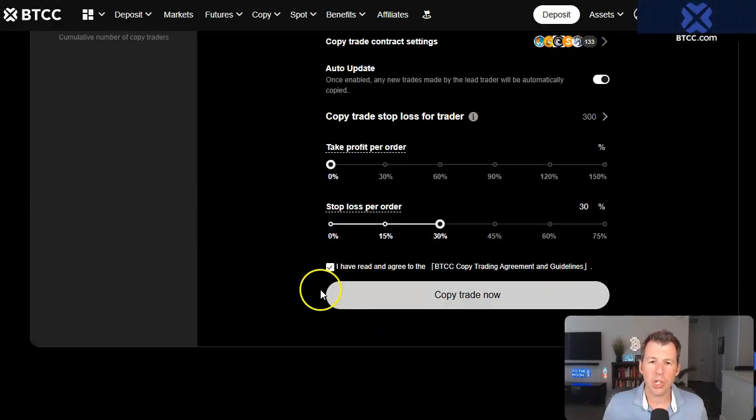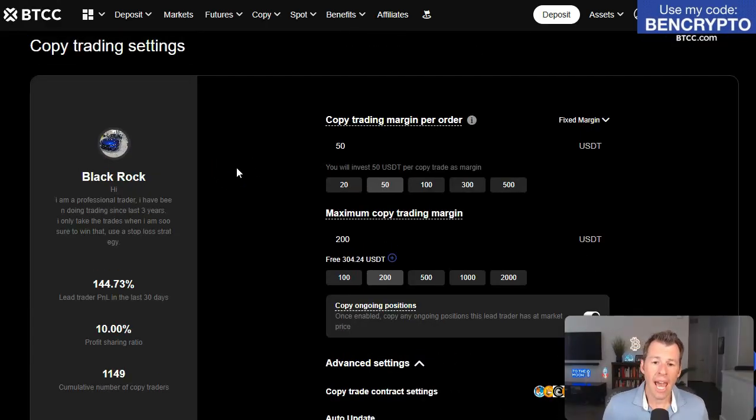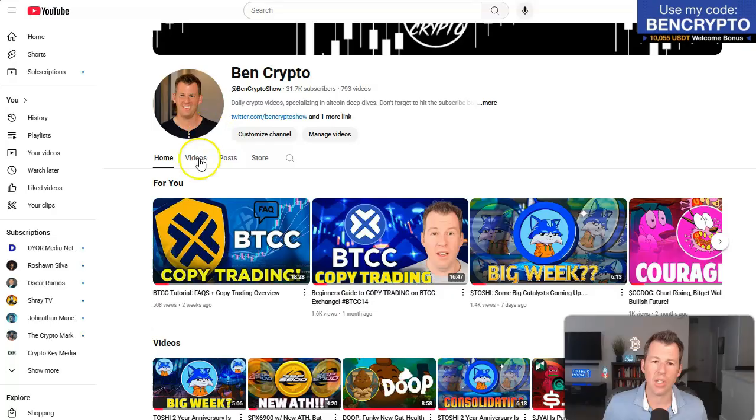Then you would just click copy trade now to start copy trading them, and all trades going forward, it will copy trade. You'll get an email alert immediately when it does open or close a position, and you can stop the copy trade at any time. Tomorrow, the next day, a month, a year later, anytime you want to, you can stop the copy trade.